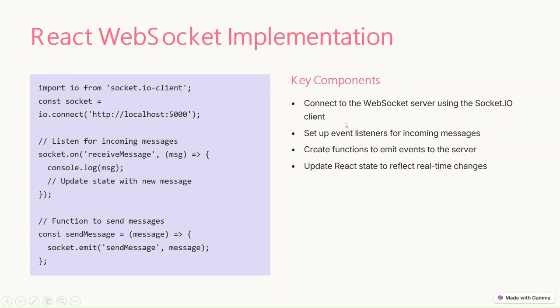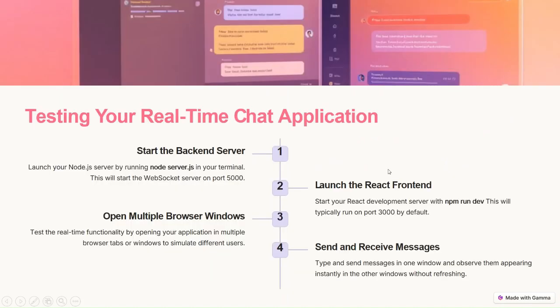Here there are some key components: connect to the WebSocket server using socket.io client, set up an event listener for incoming messages, create functions to emit events to the server, and update React state to reflect real-time changes. So this we need to do in our React frontend.